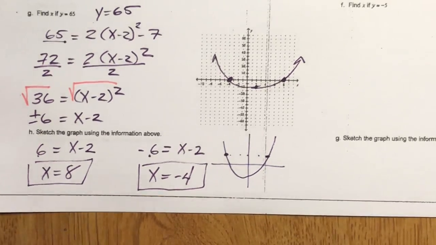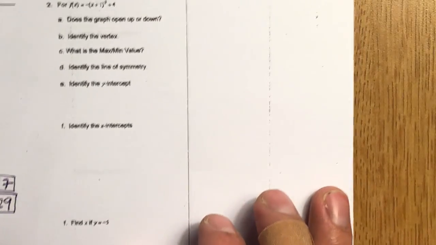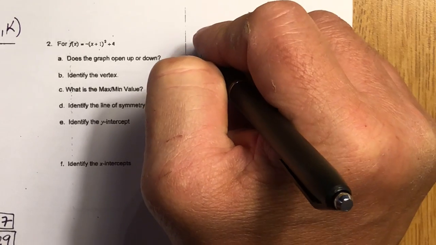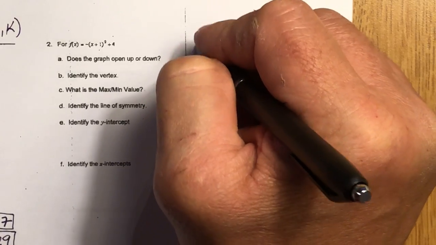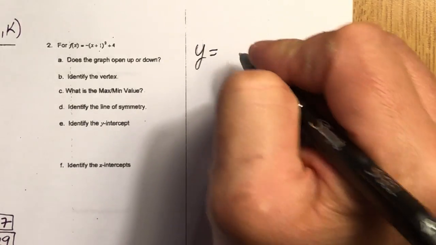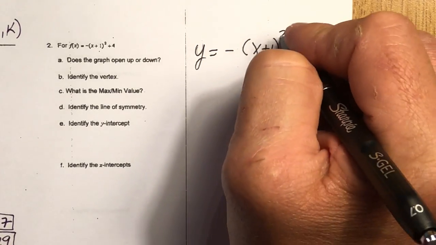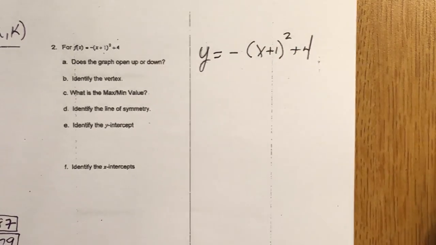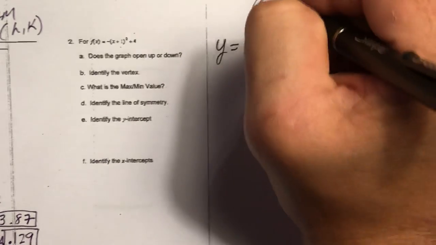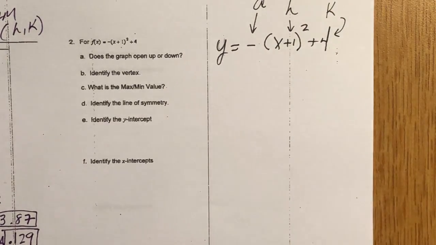All right, let's see if we can do example number 2 from your homework, and hopefully you guys will start getting a little better understanding of this. So I'm going to rewrite this. This is f of x, or y, equals negative (x plus 1) squared plus 4. So you guys know this is your a value, this is your h, and this guy is your k value.